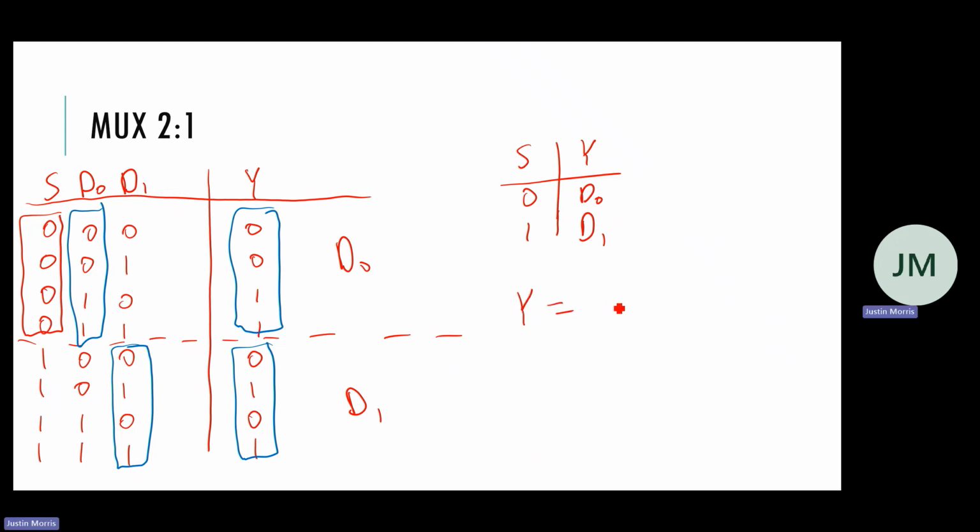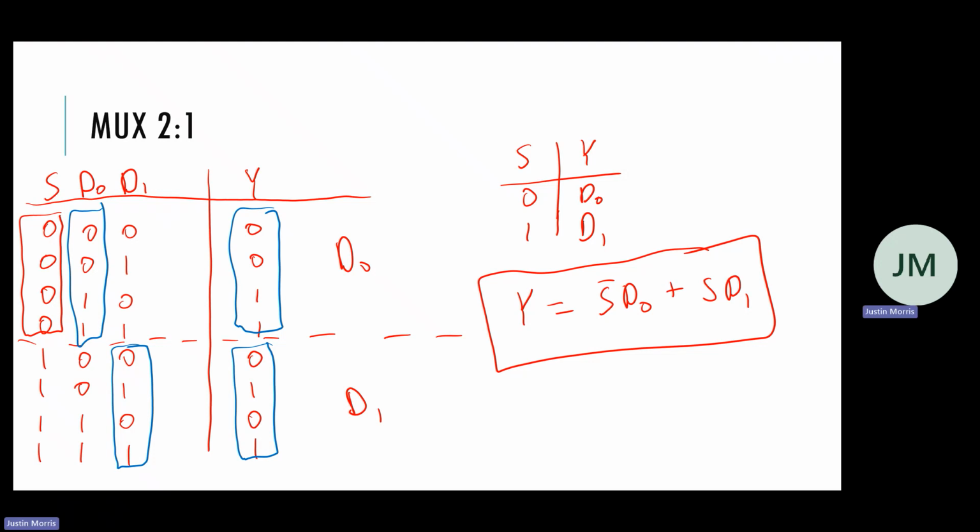And that is where this simple minimal two-level logic equation can be derived. So if we're 0, we want D0. If we're 1, we want D1. And you can also get to this same equation by drawing the K-map. We see this? Okay.